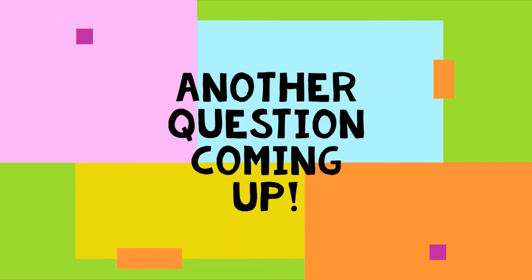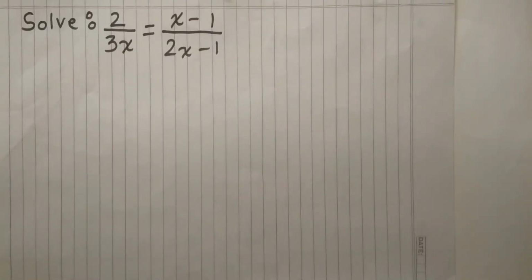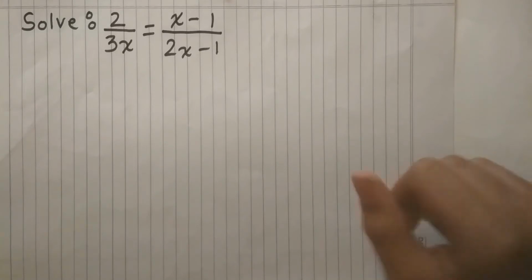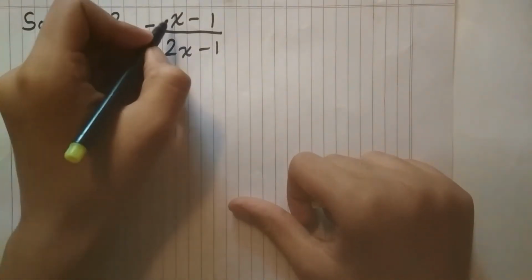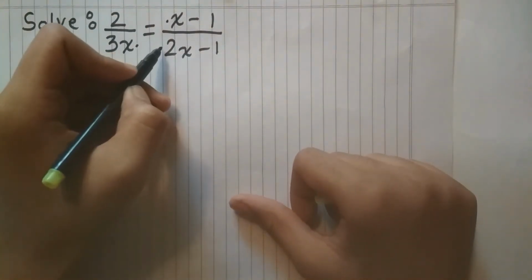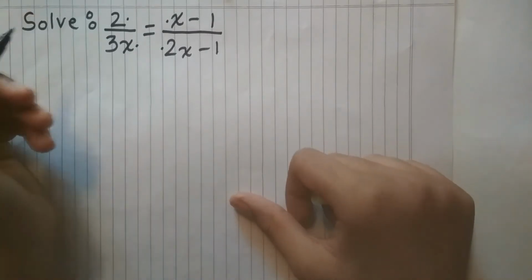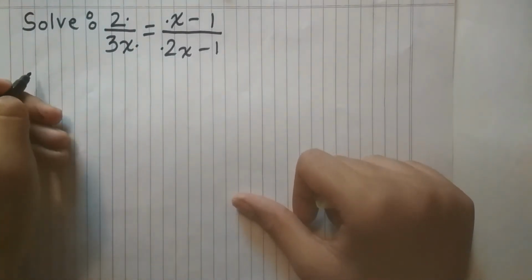Another question coming up. Here the question is 2 divided by 3x is equal to x minus 1 whole divided by 2x minus 1 whole. So for this, since we don't have any two fractions on either side, we'll directly cross multiply. So 3x will be multiplied to x minus 1 and 2x minus 1 will be multiplied to 2. Let's see this in action.